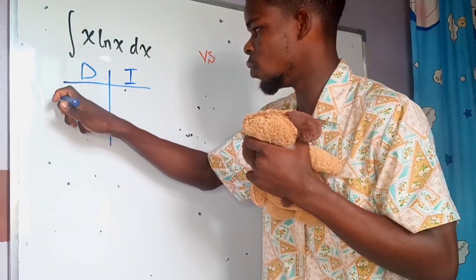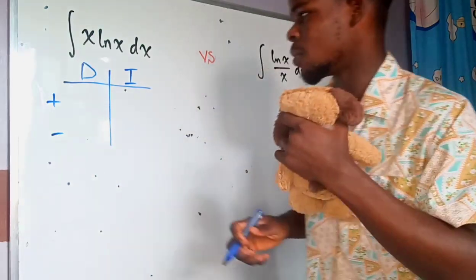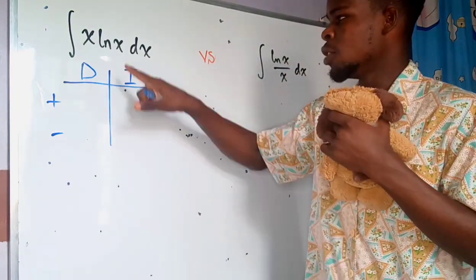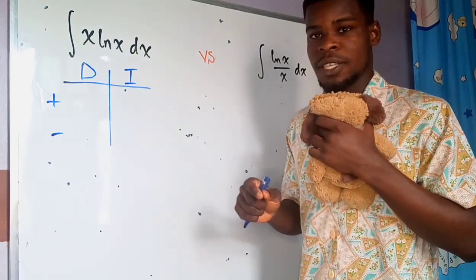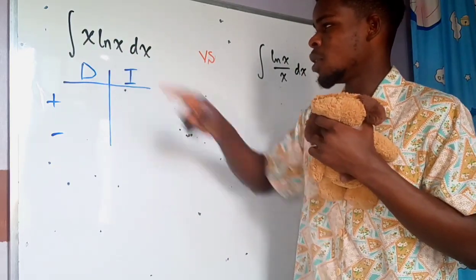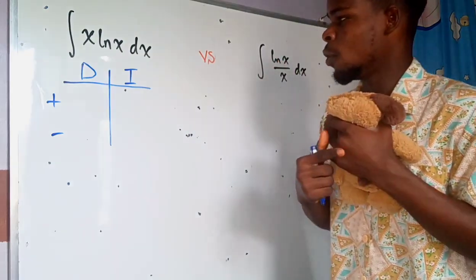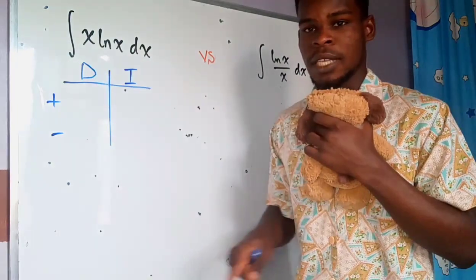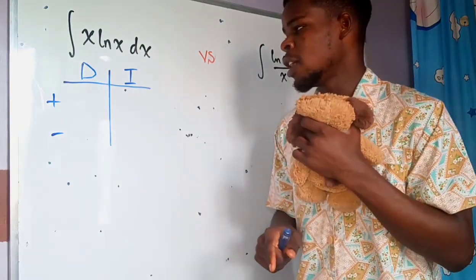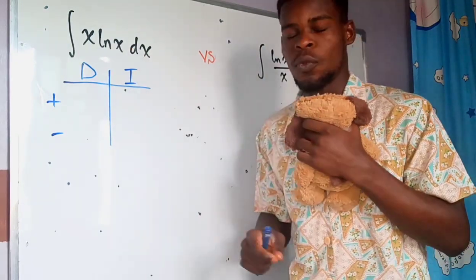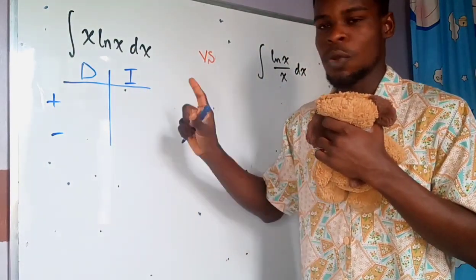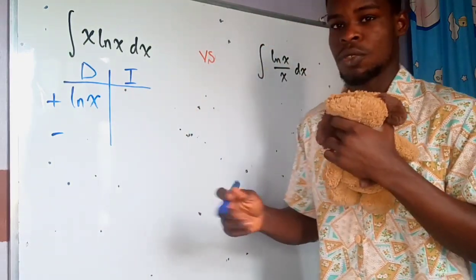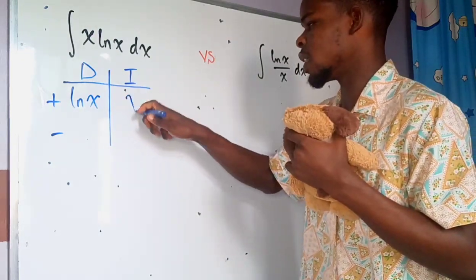Then we're going to put an addition sign here, and a subtraction sign there. How we make use of this is by choosing a function to differentiate, and a function to integrate. We have the product of two functions here. Which one can we choose to integrate and differentiate? Well, if we differentiate x and integrate the ln, you know that to integrate ln, we need to make use of integration by parts. So instead, I will choose to differentiate the ln of x, because it's going to be a lot easier, and then we can just integrate x over here.